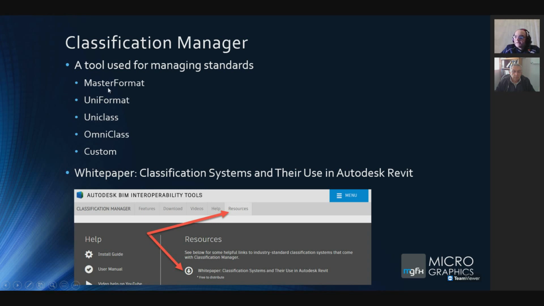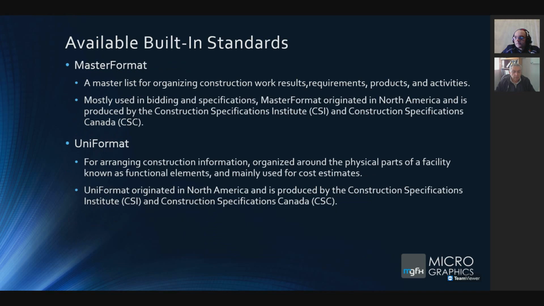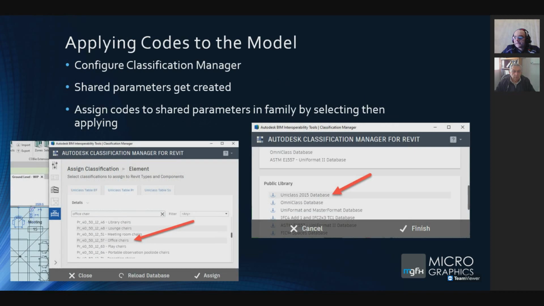We've looked at some of these standards. We've alluded to them from the white paper: MasterFormat, UniFormat, UniClass, OmniClass, and custom. And then also there's this white paper that you can download from the BIM Interoperability tools. Go to the resources tab, download the white paper if you want to read further about that. This is just a reiteration of what the standards are. There's 4 standards that we looked at. Now we're going to look at how we use that within Revit.